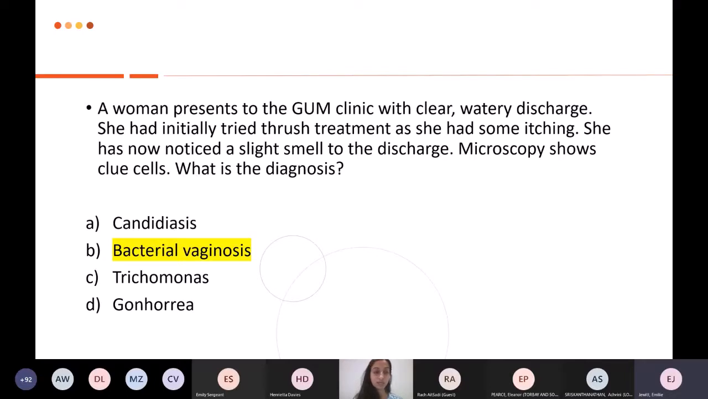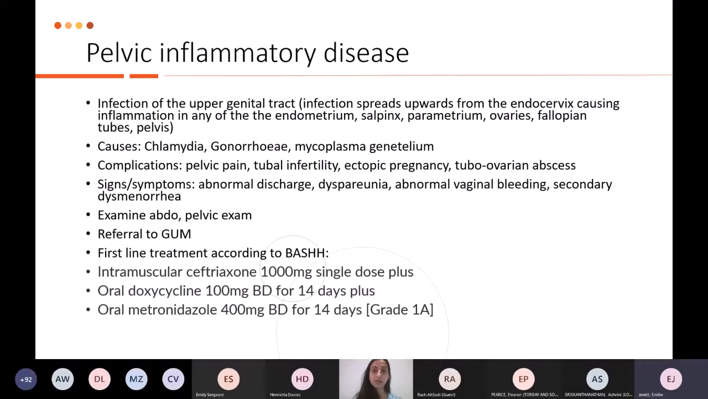So talking a little bit about pelvic inflammatory disease. It's basically an infection of the upper genital tract. The infection spreads upwards from the endocervix, causing inflammation in any or part of the pelvis. Common causes, as we probably all know, are chlamydia, gonorrhea, sometimes mycoplasma as well. And you would get things like pelvic pain, infertility. Usually the tubes can become blocked.